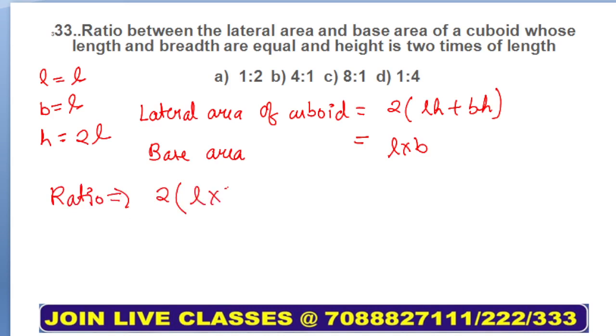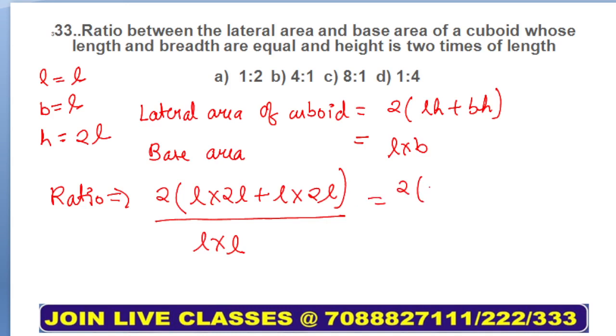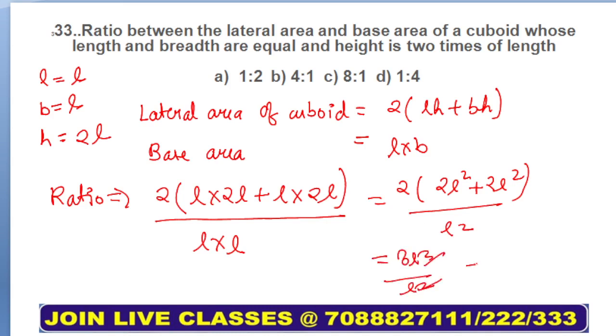2. What is L or H? Kya tha? 2L. Breadth bhi L tha aur H kya tha? 2L. Base area, length, breadth tha L square. When you solve it, this is 2L square plus 2L square upon L square. So, yahan se kya aayega? 2 plus 2, 4, 4 to the 8L square upon L square. Cancel out L square. So, your ratio comes out to be 8 is to 1. This will be your answer. 8 is to 1, right? Yes.